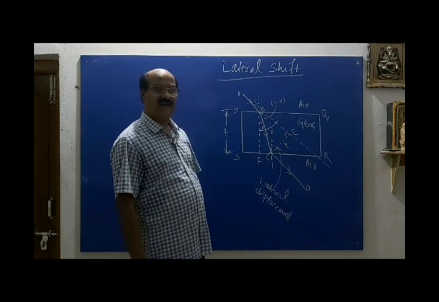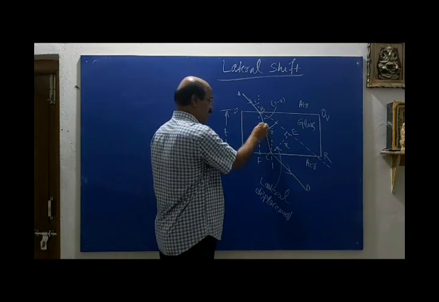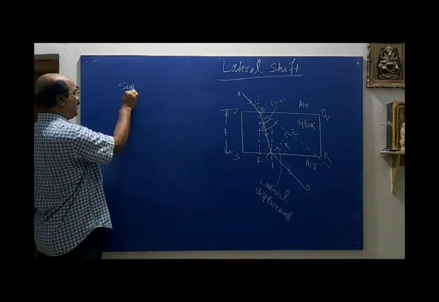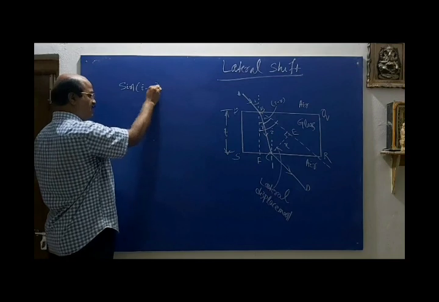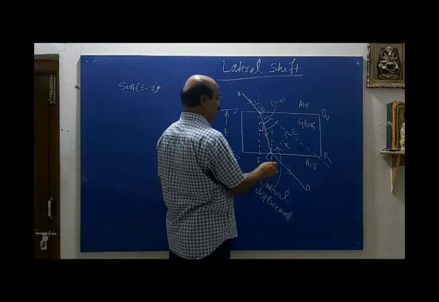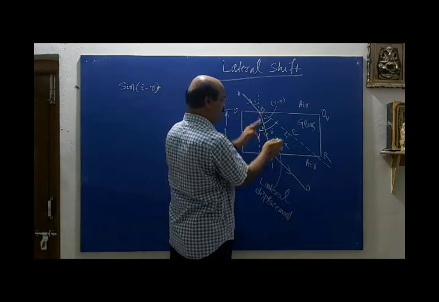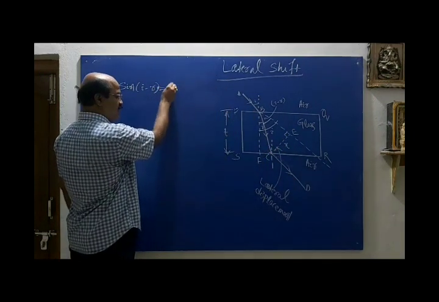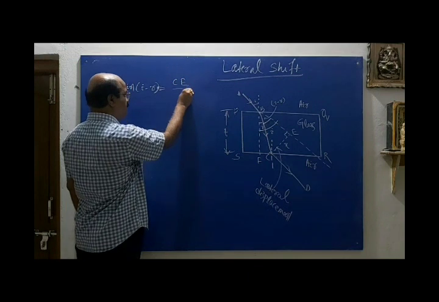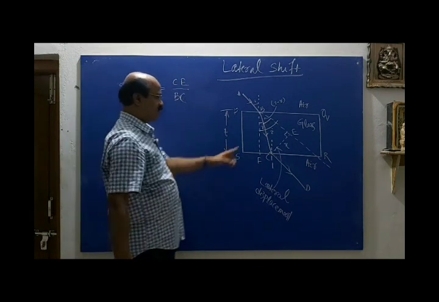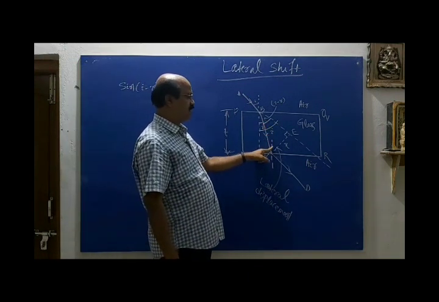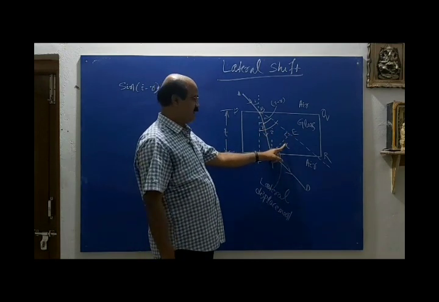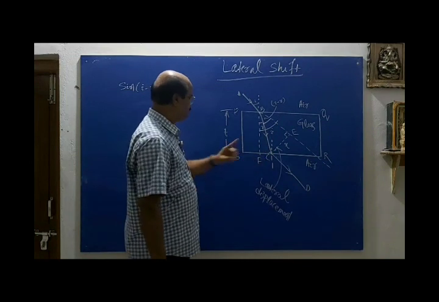BCE is what type of triangle? Right angle triangle. What will be the sine of this angle? The sine of I minus R. For this right angle triangle, this is P and this is H. Sine of this angle is equal to P by H, that is CE by BC. What is P? X. What is H? BC.